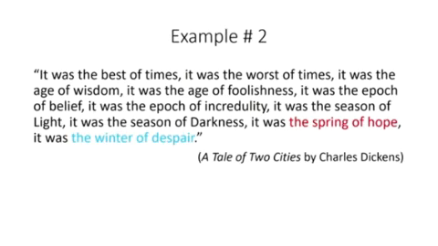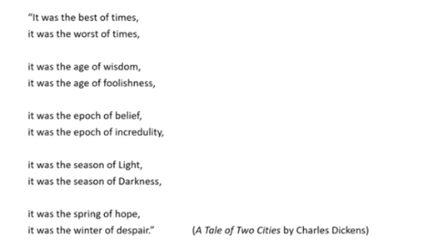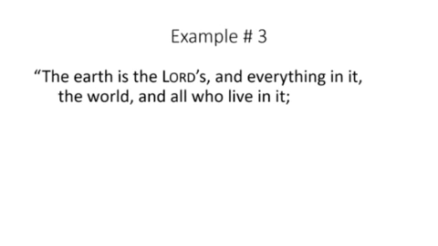It can be even set up this way for clear analysis. So each two lines, as I have them set up here, express an antithetical parallelism. One idea followed by the opposite idea. So it was the best of times, it was the worst of times. It was the age of wisdom, it was the age of foolishness. It was the epoch of belief, it was the epoch of incredulity. It was the season of light, it was the season of darkness. It was the spring of hope, it was the winter of despair. Genius.